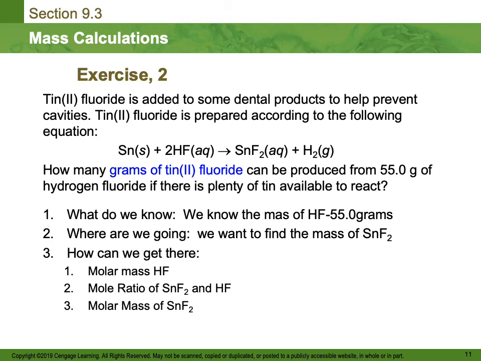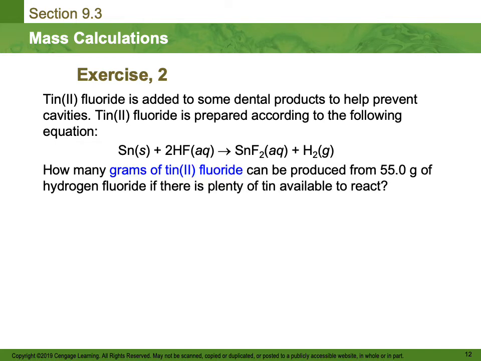So what do we know? We know the mass of hydrogen fluoride or hydrofluoric acid. They tell us in the problem 55.0 grams of HF are reacted. Where are we going? We want to find the mass of tin 2 fluoride. How can we get there? We're going to need 3 things: the molar mass of hydrogen fluoride, the mole ratio between tin 2 fluoride and hydrogen fluoride, and finally the molar mass of tin 2 fluoride.